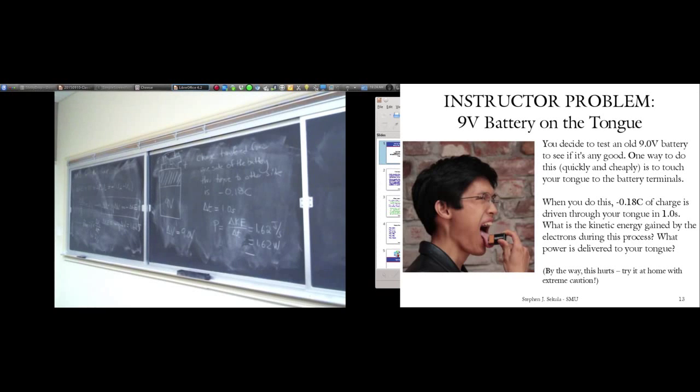So in your definition, you're using the change of potential energy. When you're solving it, you're using the change in... I was being a little loosey-goosey with that. So it's whatever the change in energy is, no pun intended. It's just the change in energy over the change in time. So it could be the change of potential energy, could be the change in kinetic energy. In this case, it was the power delivered to your tongue. So what these charges do is they smash into your tongue with all their kinetic energy, and that's going to be 1.62 joules per second, or watts.